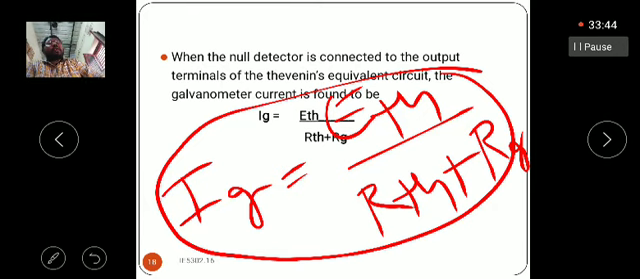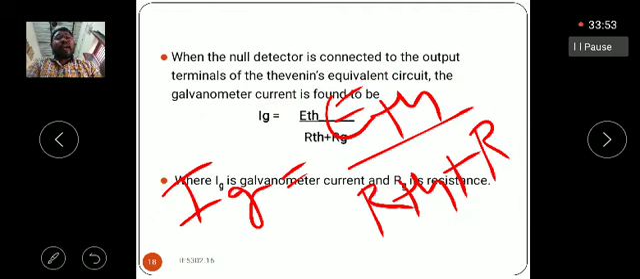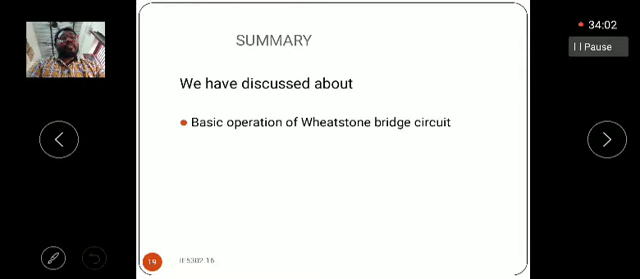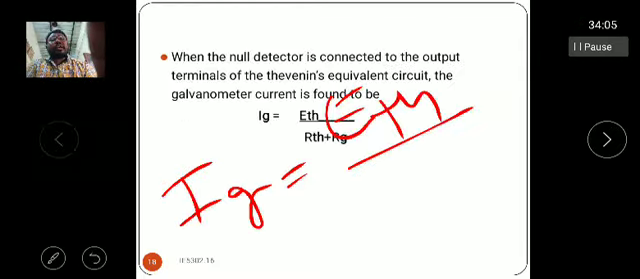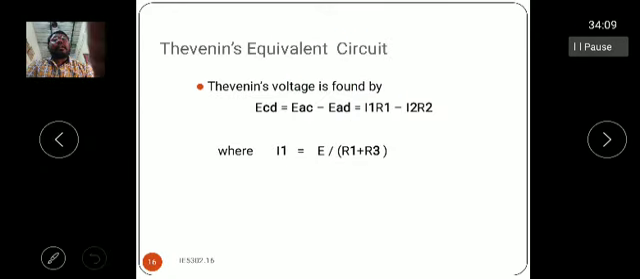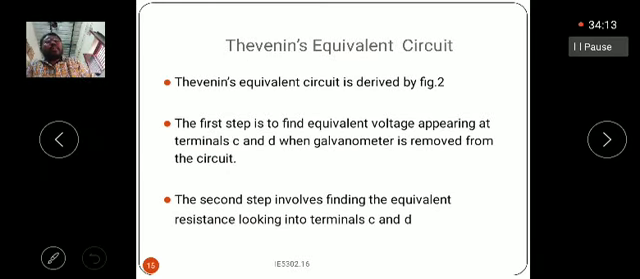With the help of the bridge circuit it goes to a Thevenin's equivalent circuit. Here Ig is the galvanometer current and Rg is its resistance. This is the explanation about the Wheatstone bridge: if you connect the Thevenin's equivalent circuit, then you can find the galvanometer current and galvanometer voltage with respect to the Thevenin's equivalent circuit.